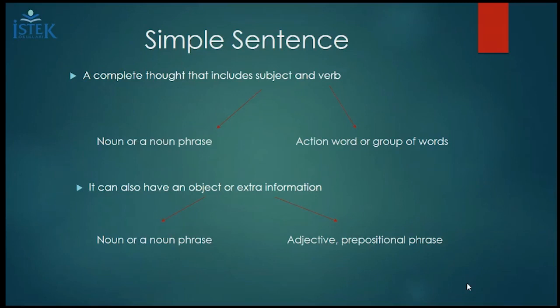Simple sentence can also have an object or extra information. Object can be a noun or a noun phrase. Extra information can be adjective or prepositional phrase.